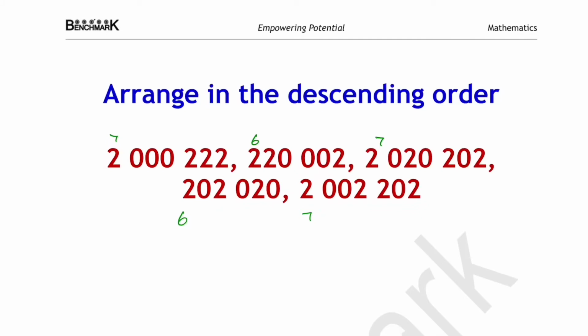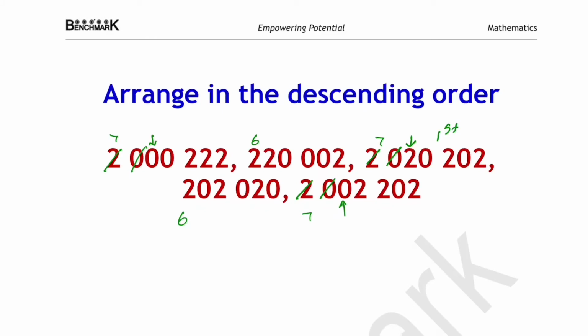So let's look at the 3 numbers having 7 digits. First digit is the same in all situations. Second digit is also the same. Then I can compare the third digit. 2 here, 0 here, 0 here. So 2 is bigger. Now I am looking for the bigger number. So this is the first position.